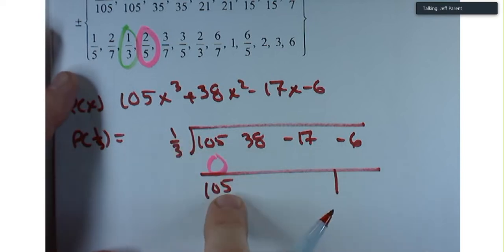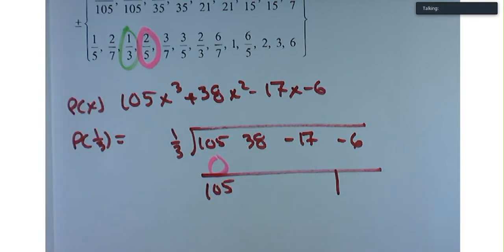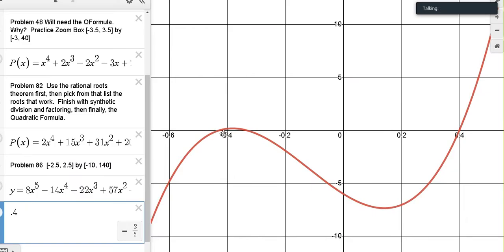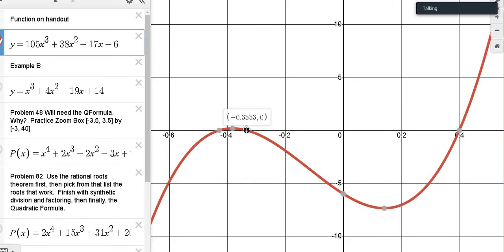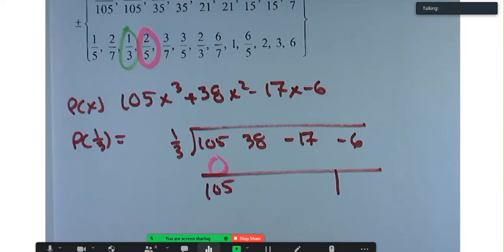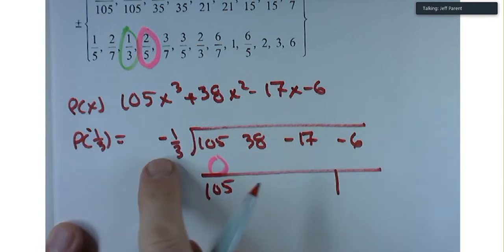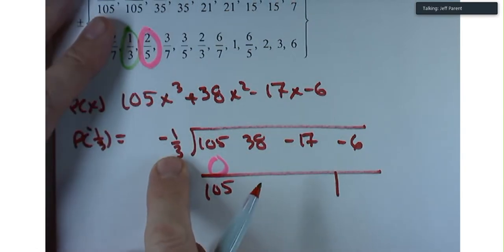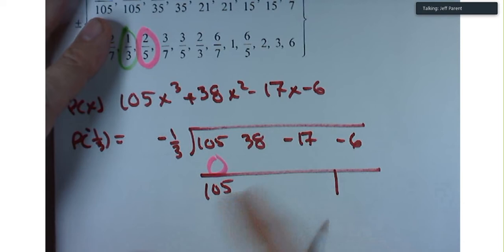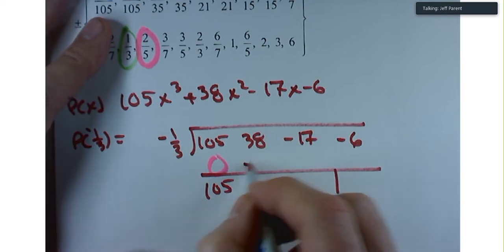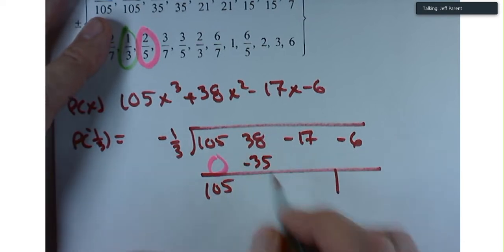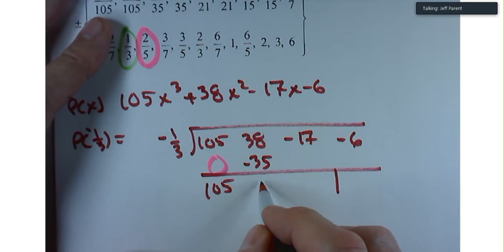1/3 times 105. Oh, you know what? I almost made a terrible mistake. Our root wasn't 1/3. It was negative 1/3. Whew, I caught that just in time. So I'll put the negative in there, and the negative goes out in front. That makes a difference right here. 1/3 times negative 1/3 times 105 gives me negative 35. Add going down gives me 3.